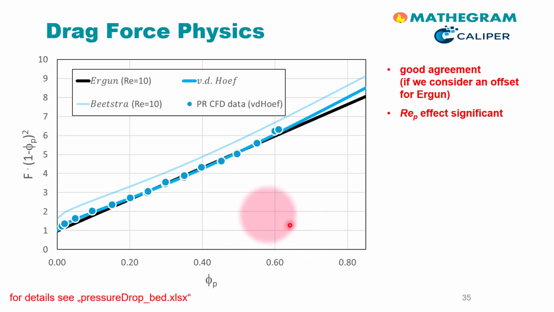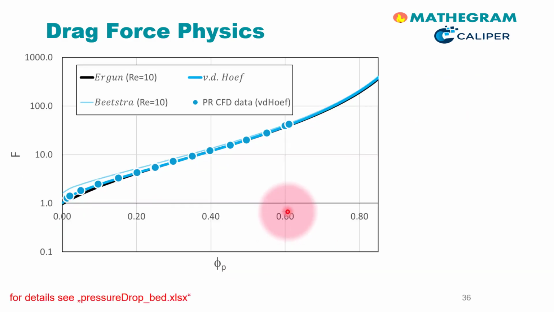To round up our discussion of the drag correlation, I have prepared a plot of the original, so unscaled, f values for you. Please note the log scaled y-axis in this plot. Again, you see close agreement of all the correlations with particle resolved CFD data. However, what is important is that f is approximately 10 already at a moderately dense particle packing of 0.4.